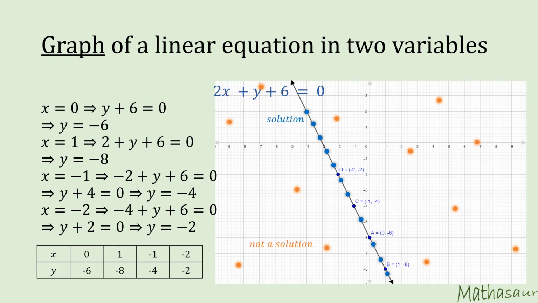Also, all the points that do not lie on this line, they do not satisfy this equation. In other words, they are not the solutions to this equation, whereas the points lying on this line are all solutions of this equation.